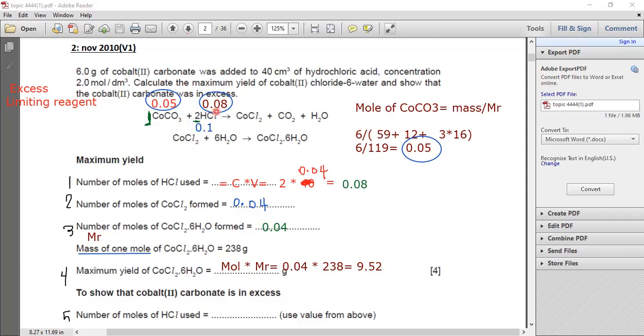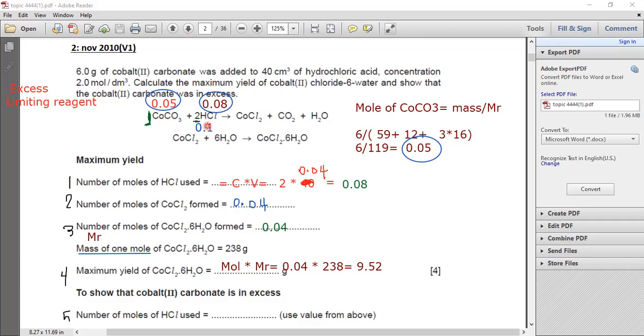Clear now? Can you explain why this is the limiting reagent? Why is HCl limiting? Because it's less than 0.1. Why is it 0.1? From where? From the molar ratio. The molar ratio says HCl is supposed to be double CoCO3, so supposed to be 0.1. But actually, in number one, I found HCl is 0.08, less than 0.1. Got it?